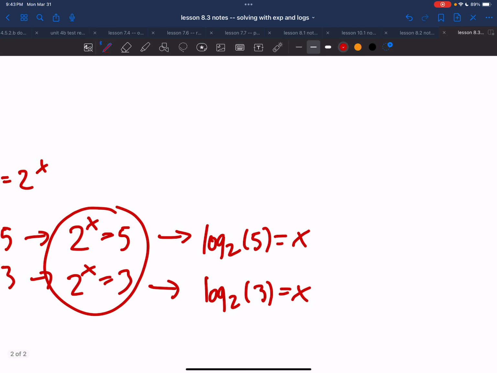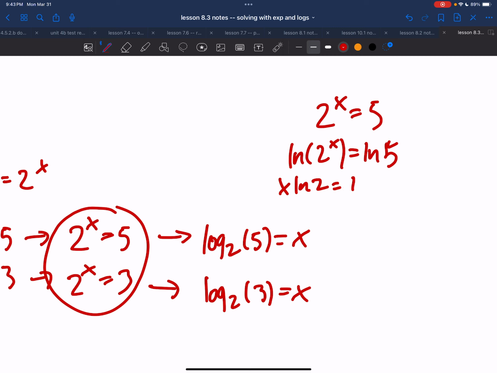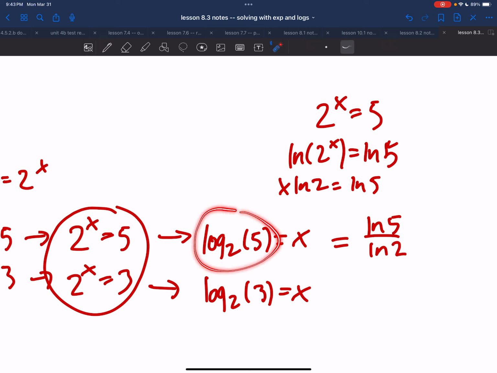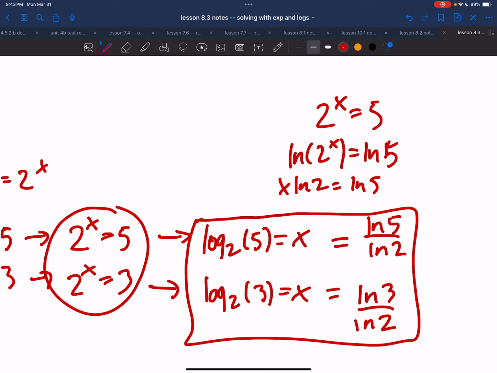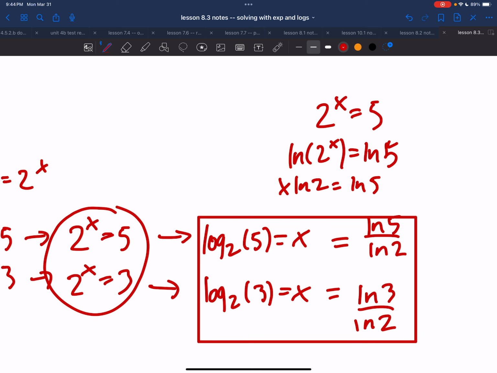Another way would be to say, hey, 2 to the x equals 5. Then natural log of 2 to the x equals natural log 5. Thus, x natural log 2 equals natural log 5. Thus, x is natural log 5 over natural log 2. And just so you know, this and this are equivalent. If you did the same thing for the 3 term, you would get this, and that would give me my answer to the exponential. Natural log 5 over natural log 2 is the same as log base 2 of 5.